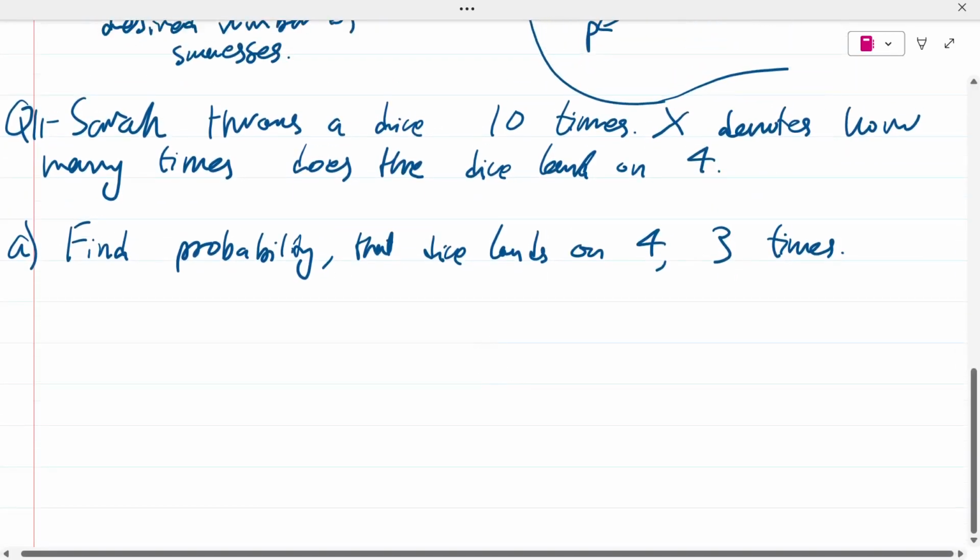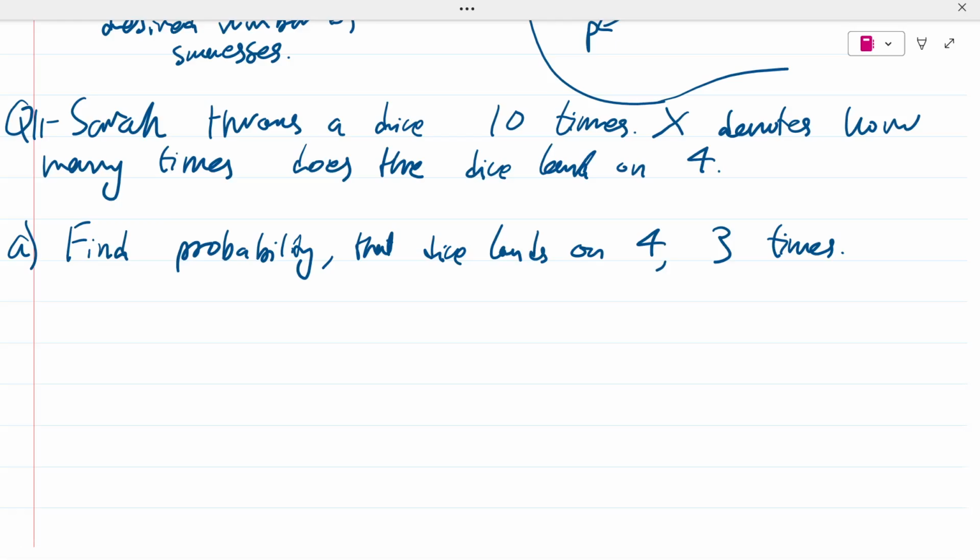So what they're asking us here to find is that Sarah is going to throw a dice 10 times, right? She's going to throw a dice 10 times. So as she's throwing the dice, what is the probability that out of the 10 times, three times the dice is going to land on a four? What is the probability for that? Now, before we can start applying any kind of formula, we need to make sure that this is a binomial distribution.